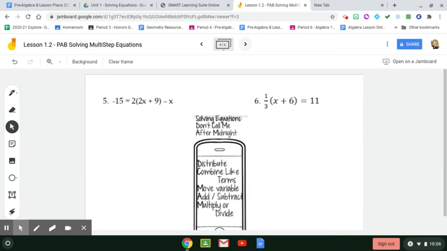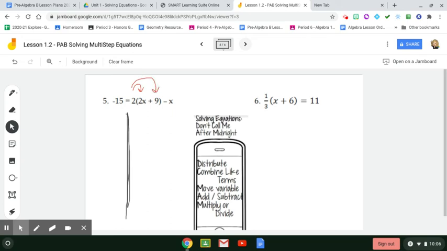So draw the line. Don't call me after midnight. Distributive property. I see those parentheses in the problem. That means I've got to take care of distributive property first before I start moving anything around. So I'm going to take that 2. And remember from before, you take whatever's on the outside of the set of parentheses and multiply it to whatever's on the inside of the set of parentheses.